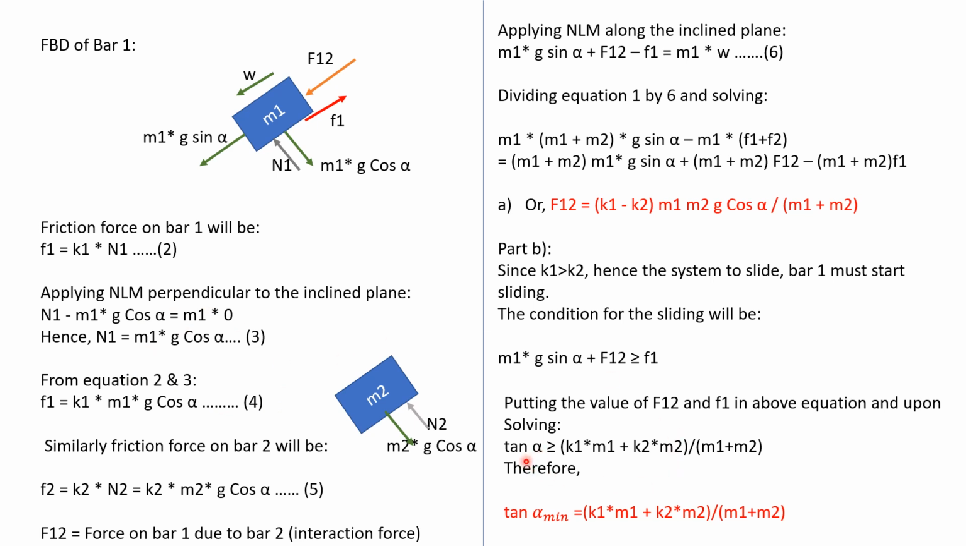Solving it, we will get tan alpha equal to (K1 m1 plus K2 m2) divided by (m1 plus m2). So tan alpha must be greater than or equal to this value to enable the system to slide. Therefore the minimum value of alpha is when the sign becomes equal. So tan alpha minimum is (K1 m1 plus K2 m2) divided by (m1 plus m2). So alpha minimum can be obtained from this equation.